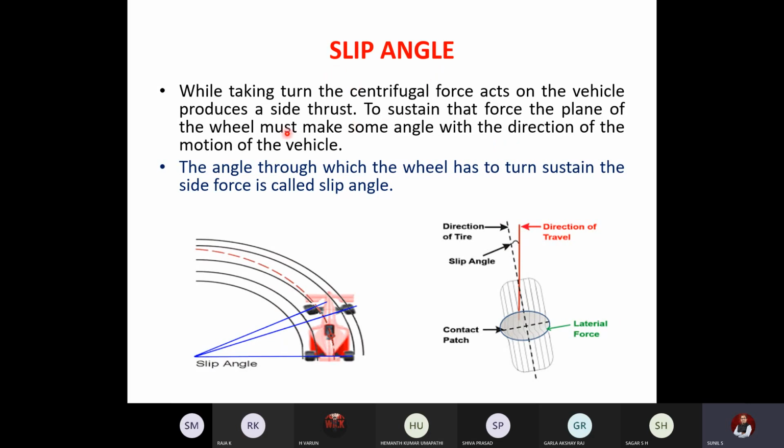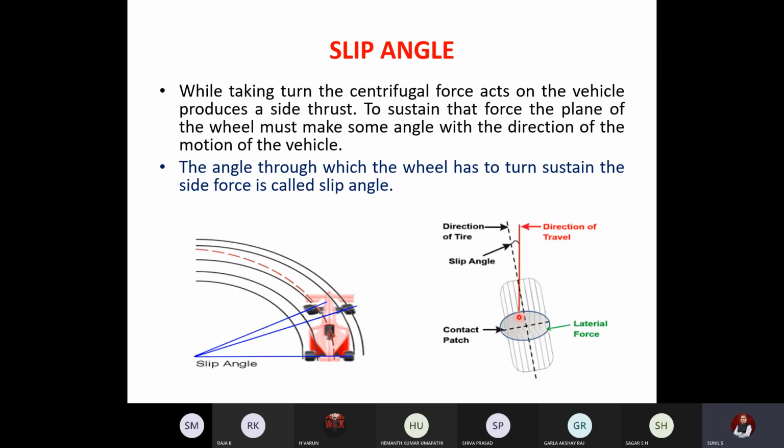To overcome the side thrust during turns, the plane of the wheel should make a certain angle with respect to the road. The angle through which the wheel has to turn to sustain the side force, or you can call it the centrifugal force, is called the slip angle.